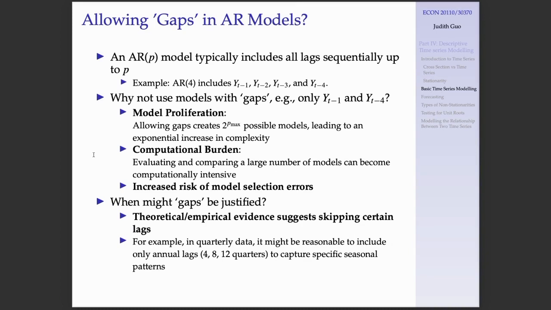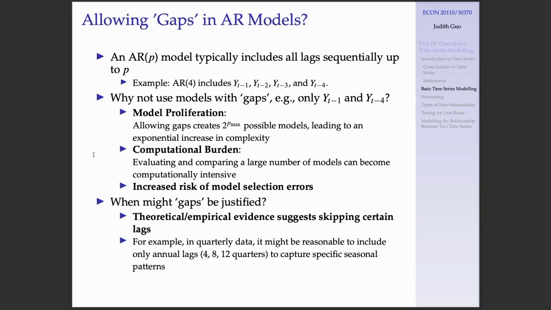For example, instead of including the first up to the 4th lag, should we just include the first and the 4th, omitting the 2nd and 3rd? And there's a yes and no. You shouldn't do this without prior information or without theoretical justification. You should only do this with a good reason for believing you should only keep the first and the 4th lag in a given context.